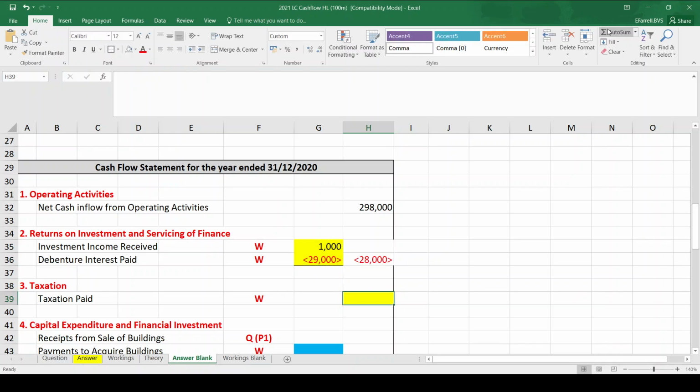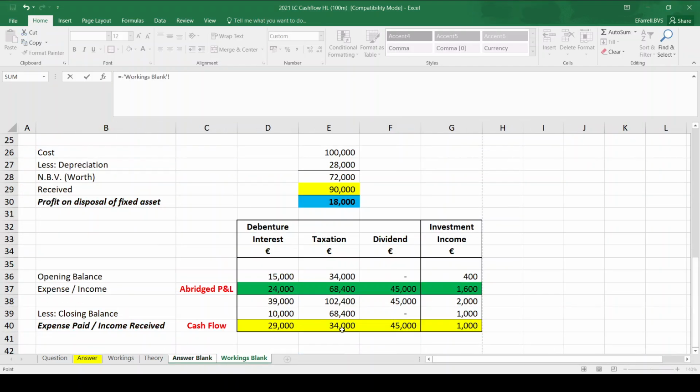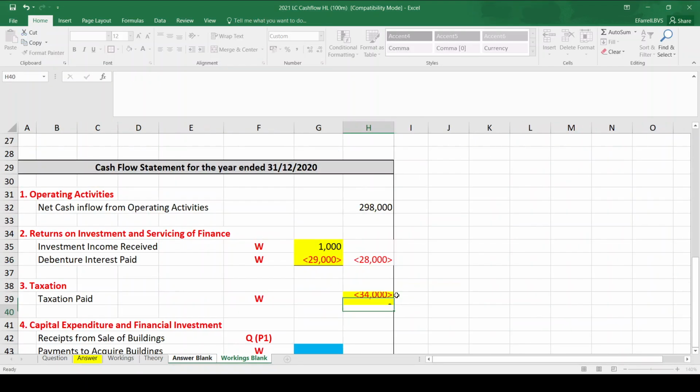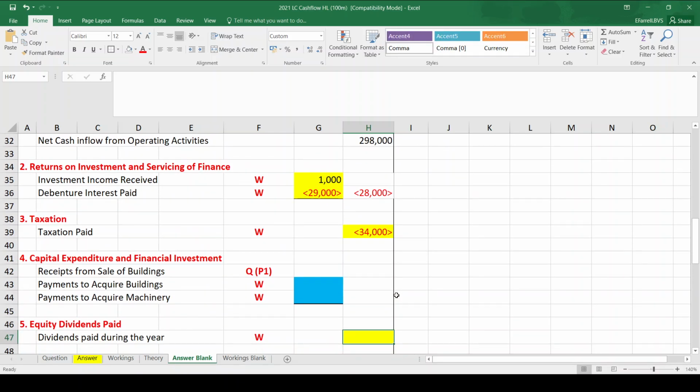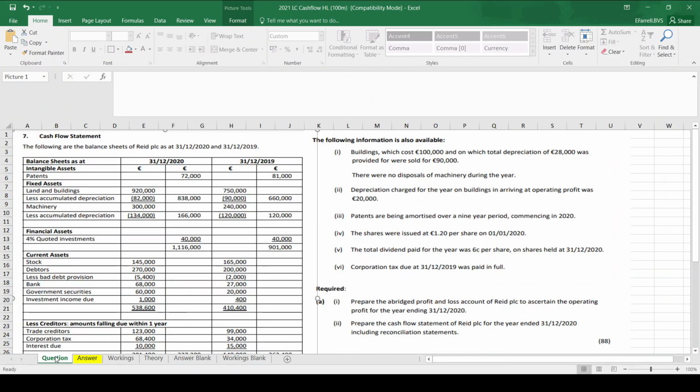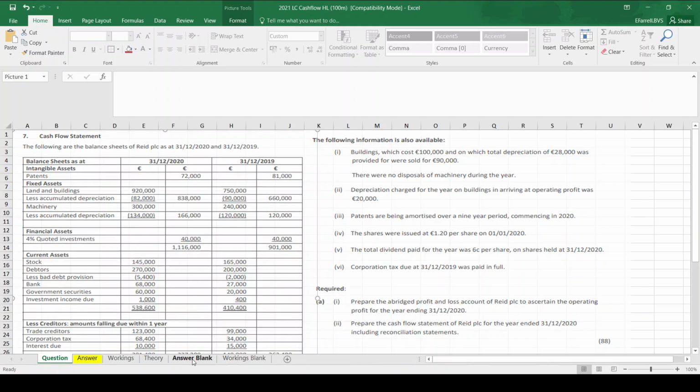Taxation is very simple. You just put in tax paid, and again, that's just coming from my workings. So you can see how important these workings are. It's 34,000, and it's a minus because it's paid. Capital expenditure and financial investment. What goes here is any investments bought or sold, or any fixed assets that were bought or sold. In this question, there were no investments bought or sold, and in a lot of questions there are, but ours haven't changed. There's still 40,000, so there are no investments bought or sold.